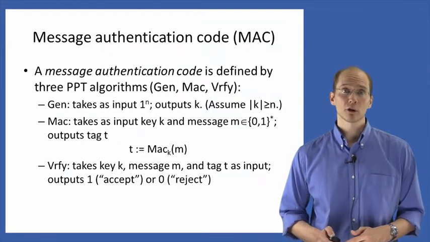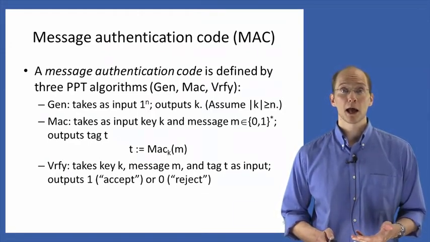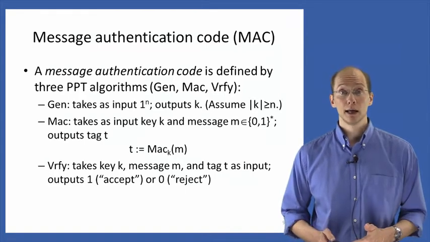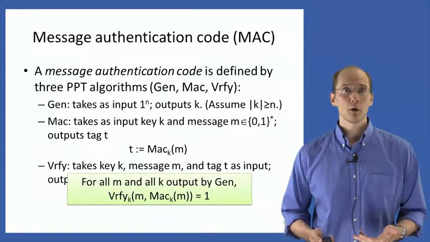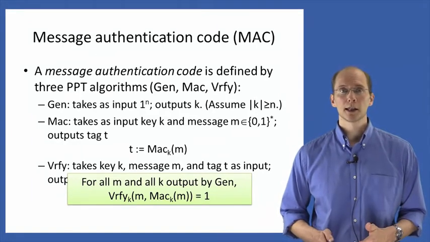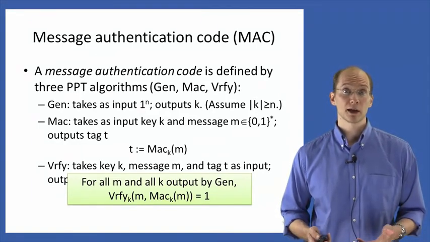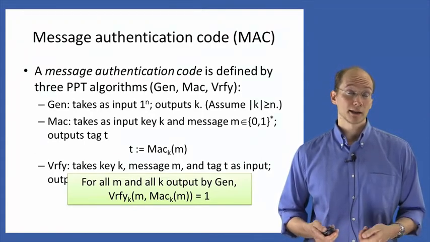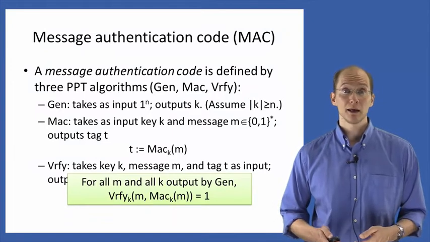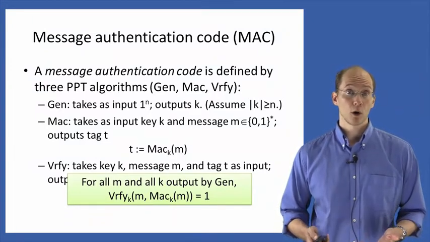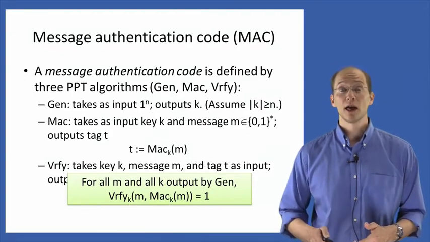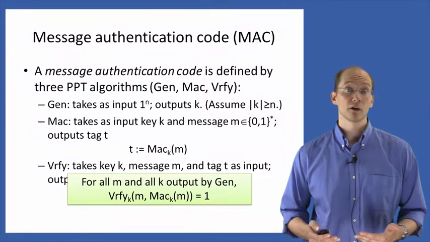The verification algorithm takes as input a key k, a message m, and a purported tag t, and outputs either 1 or 0, with a 1 indicating acceptance and a 0 indicating rejection. And of course, the natural correctness condition is that for all messages m and all keys k output by the key generation algorithm, if we verify a tag generated by mac using that key, along with the message m, then we should get 1. This just means that if the honest parties are communicating without any adversarial interference at all, then whatever the receiver obtains from the sender will verify correctly.